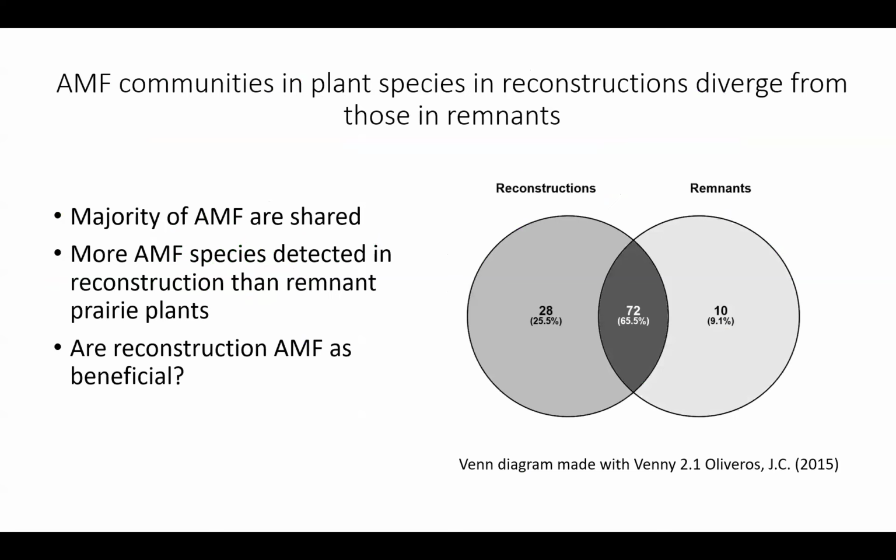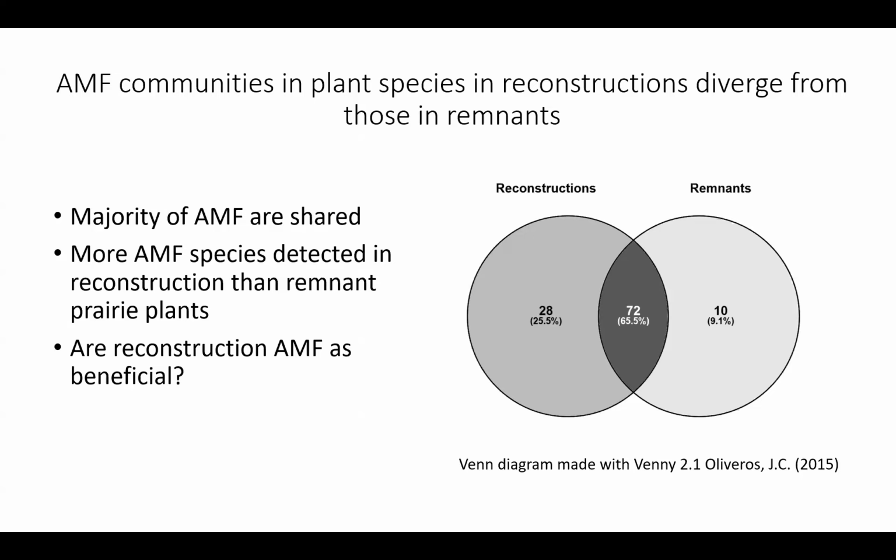One thing that surprised us in this study was what we would see in terms of just the number of different types of AM fungi found in reconstructions and remnants. This is a very bad Venn diagram because it's not scaled correctly, and I apologize for that. But what I want you to notice is that we documented 120 species of AM fungi at these sites. So this is a very diverse community. 72 of those species were actually shared between reconstructions and remnants. So even though the communities are distinct, there is a lot of sharing of species.